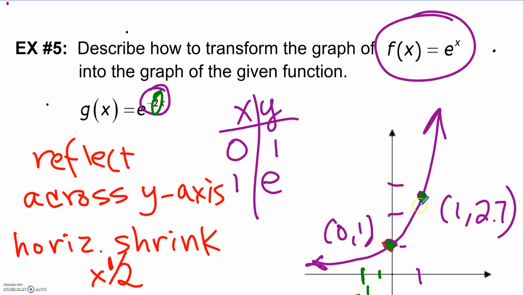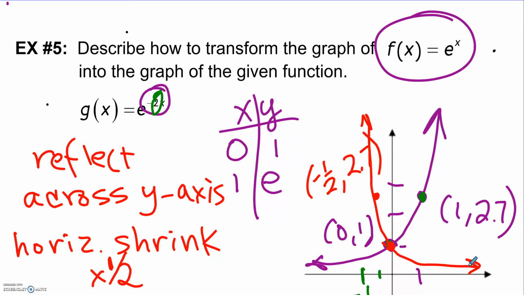Negative 1/2, 2.7. So your graph is going to be more steep than what I had originally drawn the other day, and that there would be your transformation of the original f(x) = e^x. All right, so hopefully that clears up any confusion that you may have had there.